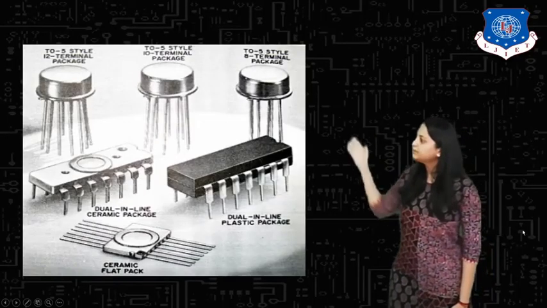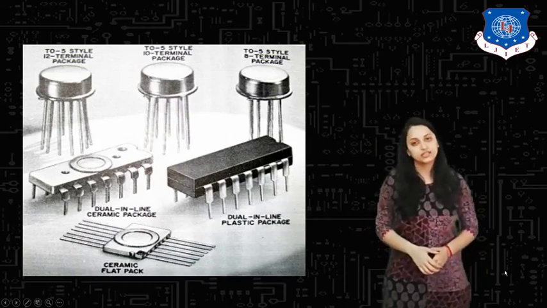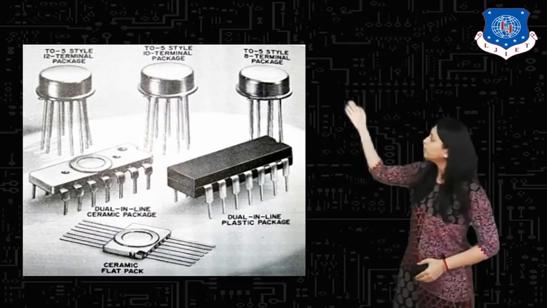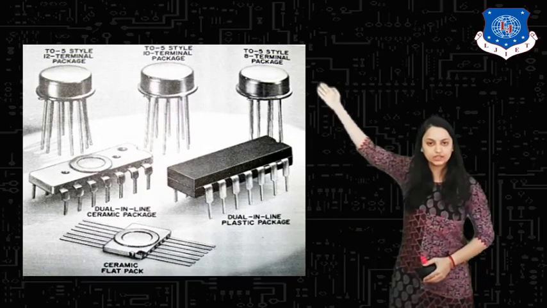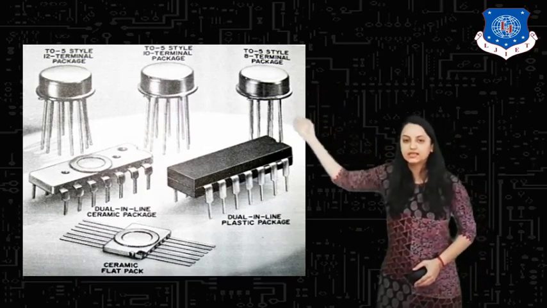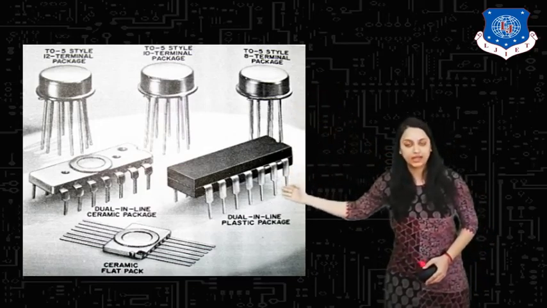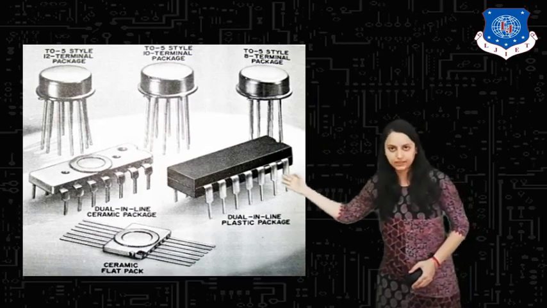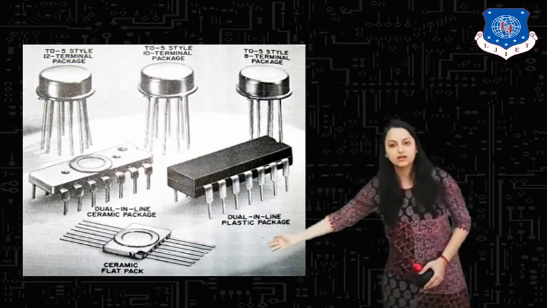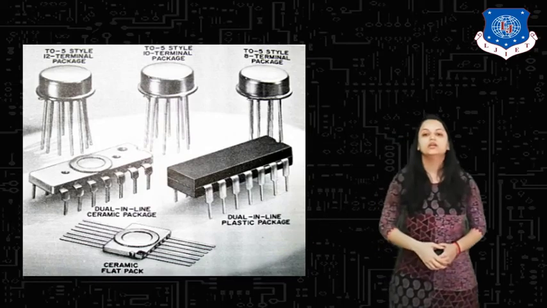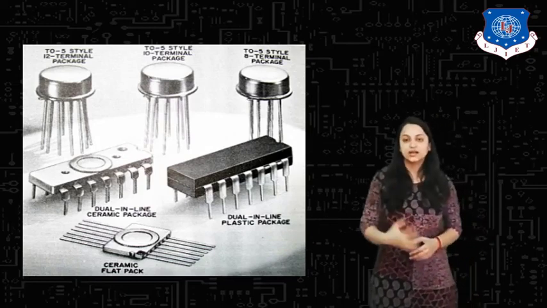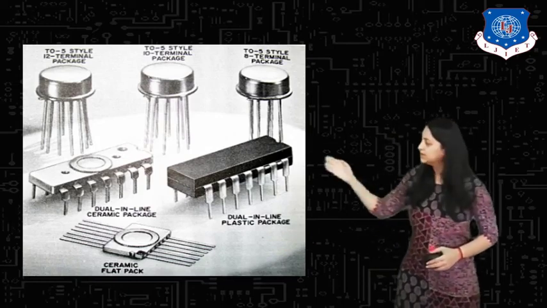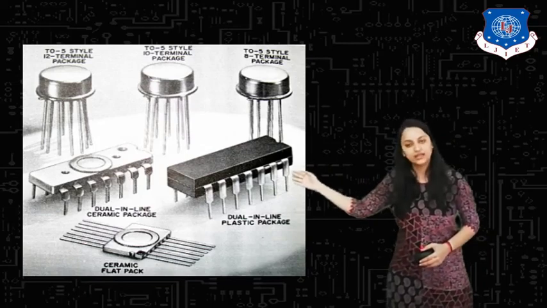Now these are the basic 3 types of IC packages that are available. First one over here is the metal can package. Then the next one indicates the DIP package, that is dual inline package. And the last one is the flat pack. So these are the basic IC packages that are available. But nowadays, DIP packages are widely used.